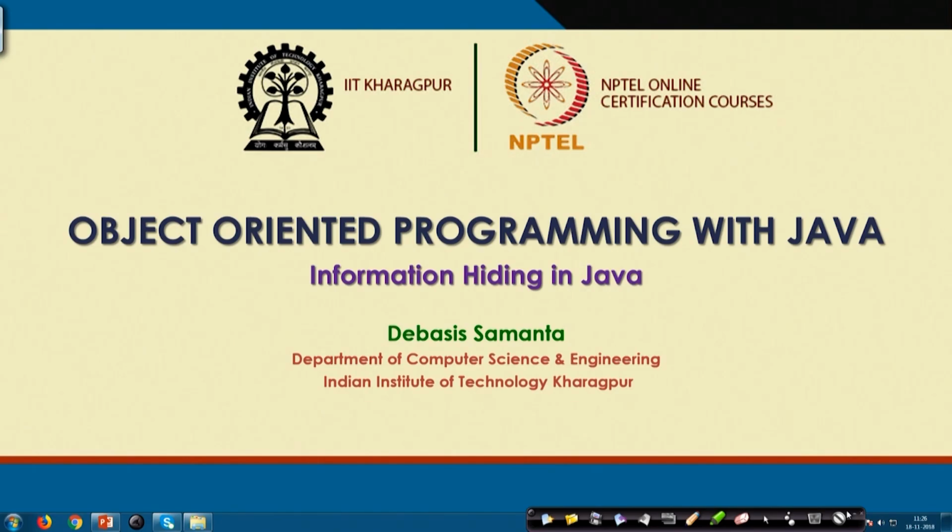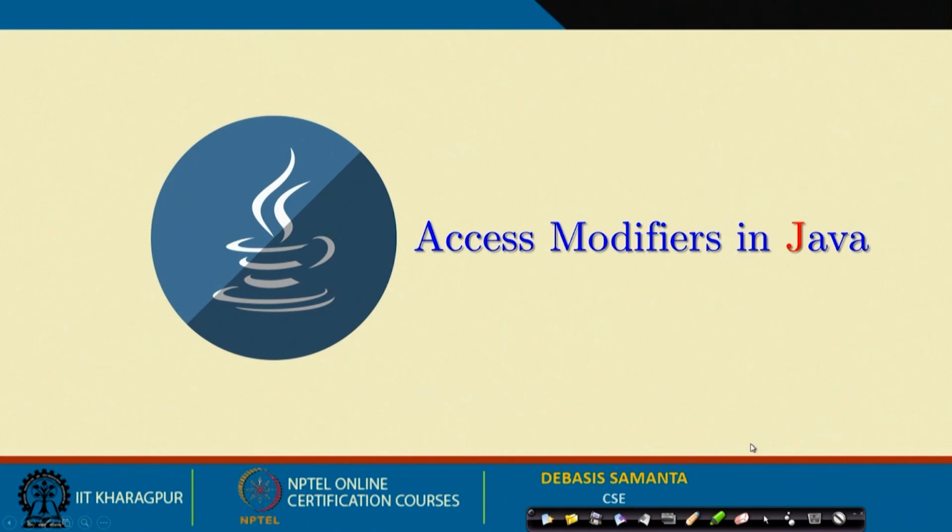So, in this module we will learn about information hiding in Java. The concept of information hiding is a very interesting as well as important concept. Information hiding means the different ways that a programmer can control the access of different elements, meaning the methods and the members that belong to a class.